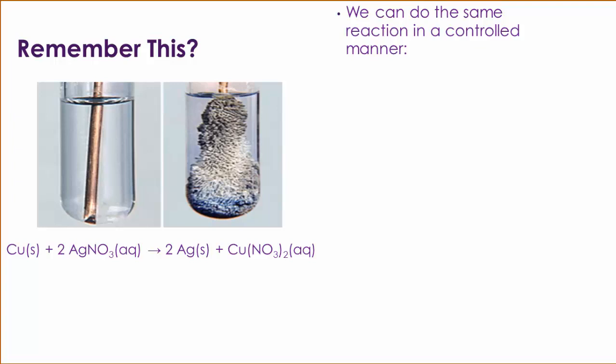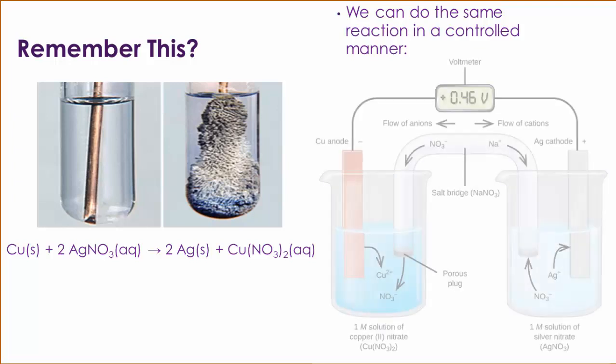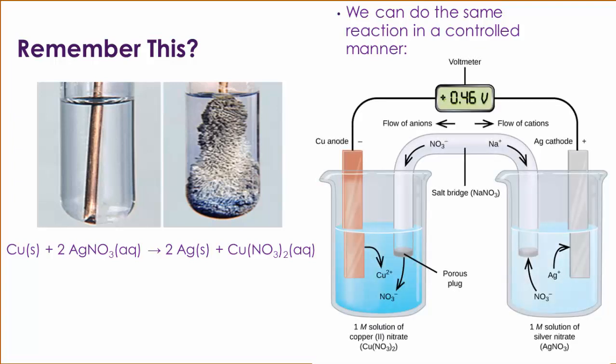But if we change that reaction slightly, we can actually control the whole thing. So instead of having one container, we can set up two cells, have a copper electrode, a silver electrode, and we can do this same reaction in a controlled manner and measure all kinds of things about it. We can measure the potential using a voltmeter. We can measure the current if we wanted to. This reaction is now working under our control.